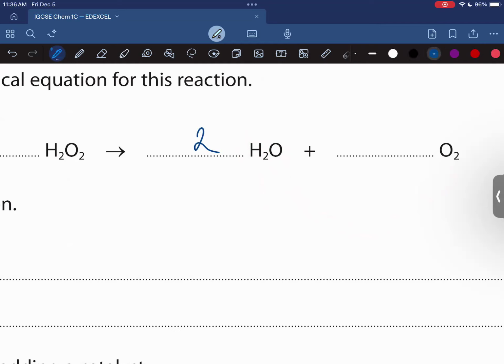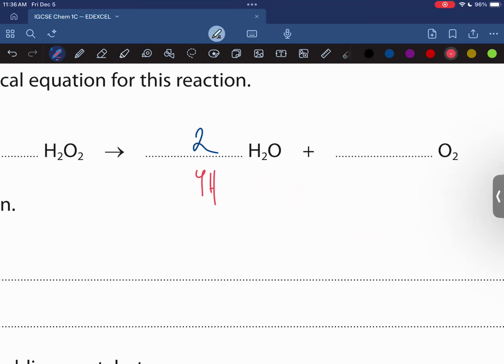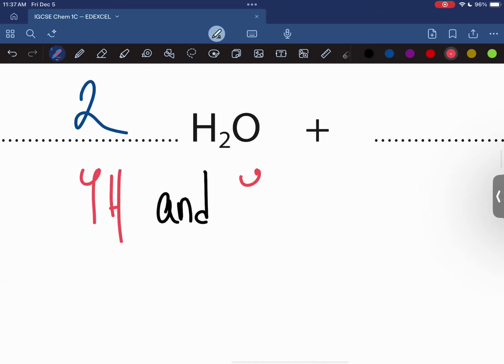If I give two over here, then there are a total of four hydrogen. Now why four hydrogen? Two times two, right? Two times 1, there is 1 over here, right? So 2 plus 2, four hydrogen. And there are 4 oxygen. There are 4 hydrogen and 4 oxygen.